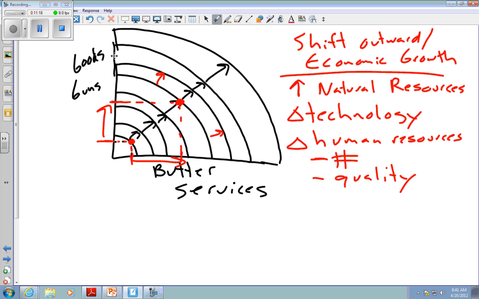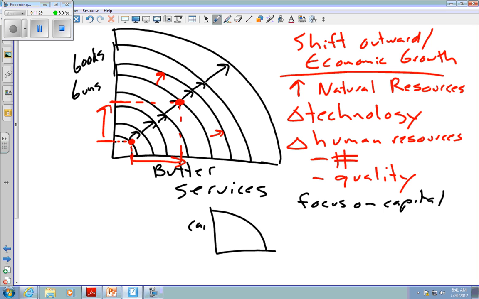The other thing that can cause this to happen would be a focus on capital goods, which could also lead to a shift outward. So if you just look at this original graph here, capital and consumer, as a country focuses, let's say, at point A as opposed to point B, the development of capital goods leads to things like new computers, new assembly lines, more factories, more equipment. That can also cause the production possibilities curve to eventually shift out to the right. A focus or an emphasis on capital goods over consumer goods in the long run.